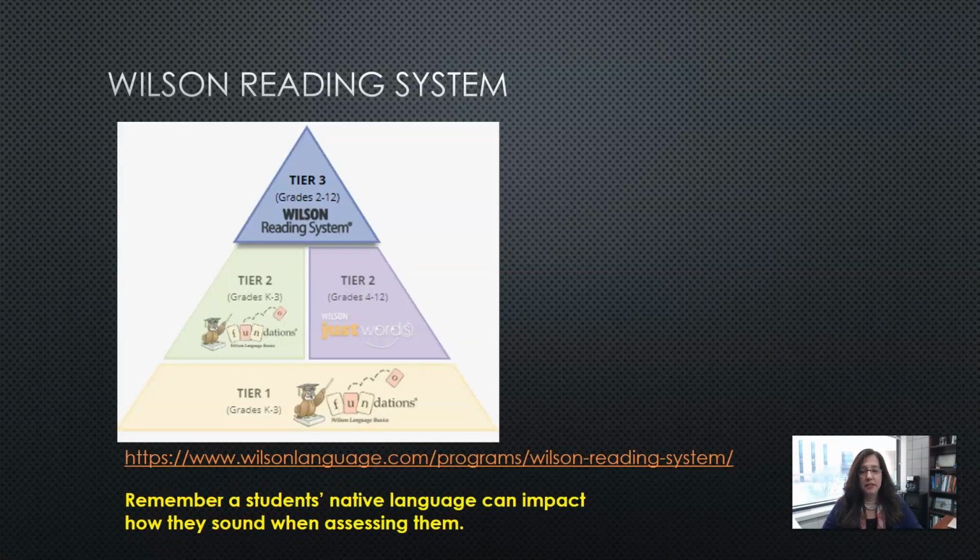The Wilson Reading System. Many schools now are using Foundations, which you might be using in your school, might be very familiar with. So I think one of the most important things to remember also is that when students use their native language, it can impact how they sound. So keep that in mind when you're assessing students, because it might not be that they don't know the word or cannot read the word. It might be because of the language that it sounds like they're reading it incorrectly. So that's something to keep in mind.